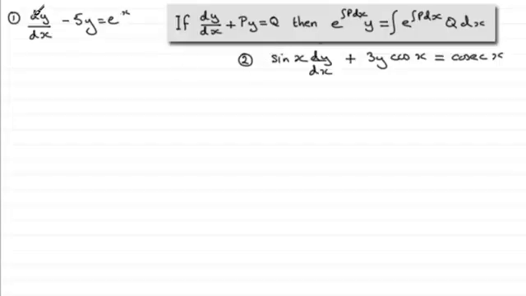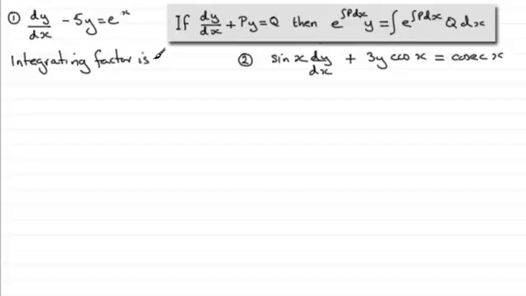Now, for number one, we've got dy by dx minus 5y equals e to the power x. So clearly this has got this particular format. The p is going to be minus 5 and the q is e to the power x. So what we need to do is first of all find out what the integrating factor is going to be. And that integrating factor is e to the integral p dx. So let's start off then by saying that the integrating factor, what it's going to be.